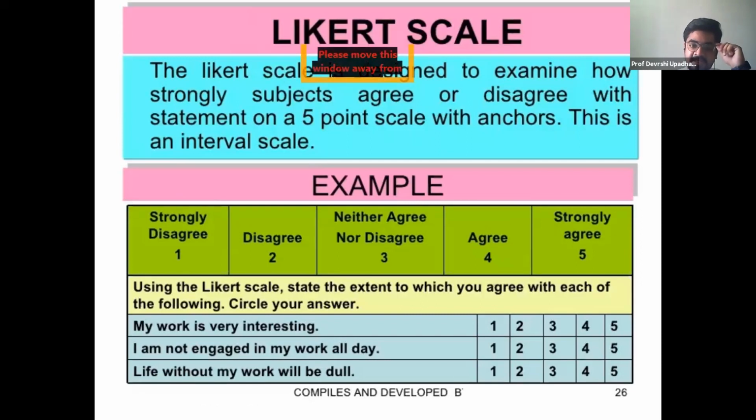This is a 5-point scale anchor that I have made, a 1 to 5 scale. Using the Likert scale, state the extent to which you agree with each of the following, and circle your answer. The first statement is that my work is very interesting. If your work is really interesting, you can score strongly agree, based on the work that you are into.